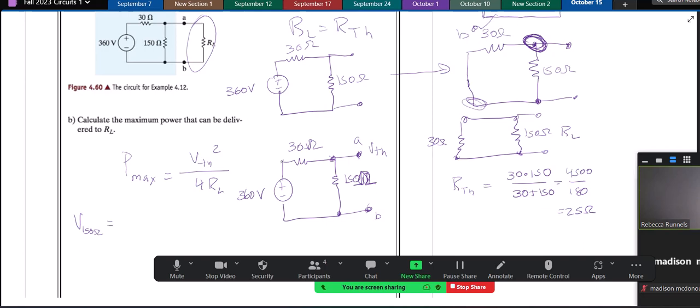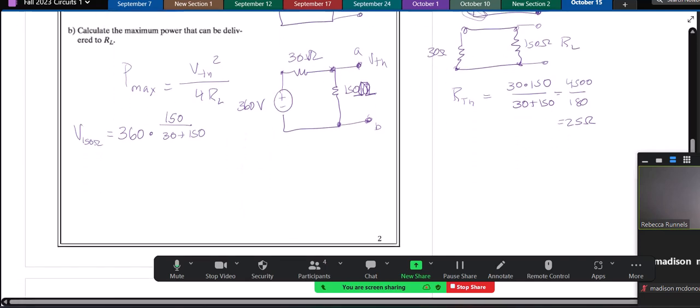So the total voltage across both resistors is 360 times, and then to do voltage division, I do the resistor that I'm interested in, which is the 150, over the sum of the two resistors, which would be 30 plus 150. So just a reminder what I just did there, voltage division.